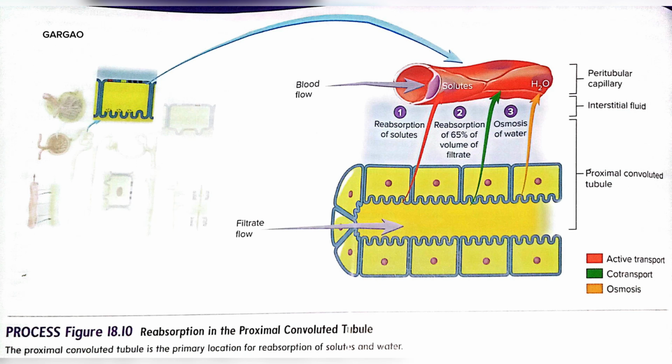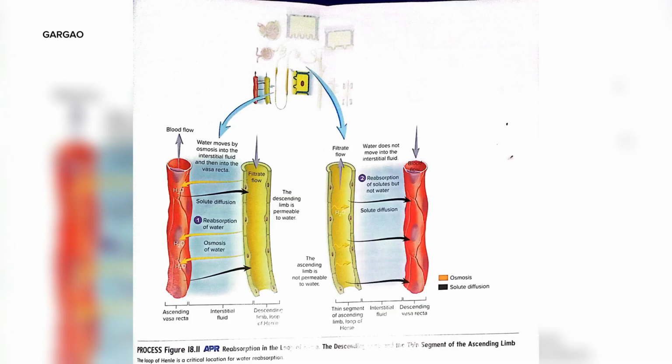However, because the proximal convoluted tubule is permeable to water, the concentration of the filtrate there remains about the same as that of the interstitial fluid. Earlier, we described the loop of Henle and its two limbs. The two limbs differ in the type of epithelial tissue present in each. This difference in cell type is linked to the permeability of each limb to water and solutes.